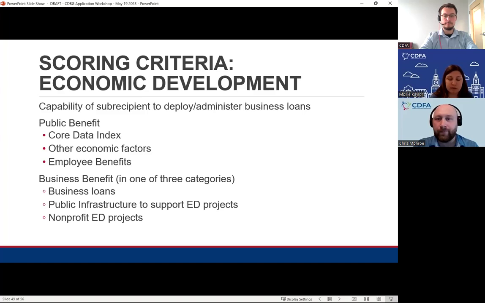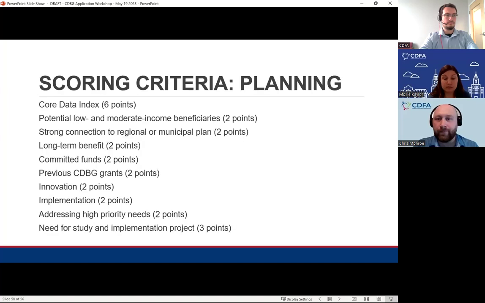There's a minimum score for each category. There's 265 points for business loans, 250 points for grants to nonprofits, and for public infrastructure projects that support job retention. But in all cases, we just want to highlight that the project must result in the retention or creation of jobs. And so that criteria is a little different from the housing and public facilities program that we're talking about today. We also have the criteria for planning grants here.